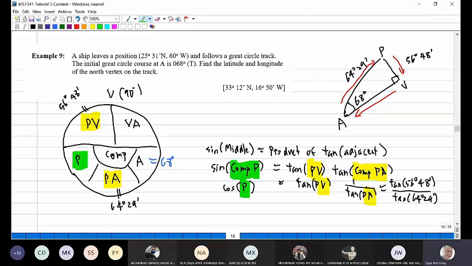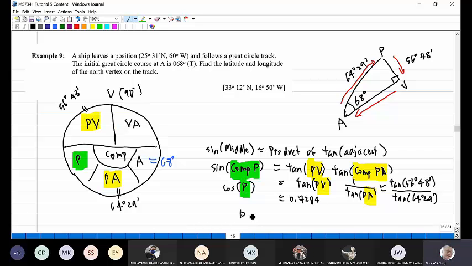Okay, so let's do the calculation. What is this thing? So I have tangent of 56 degrees, 48 minutes, divided by tangent of 64 degrees, 29 minutes. Okay, so this will give you 0.7294.